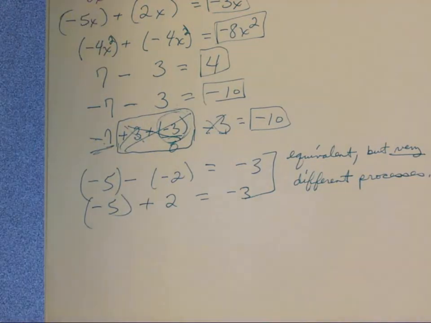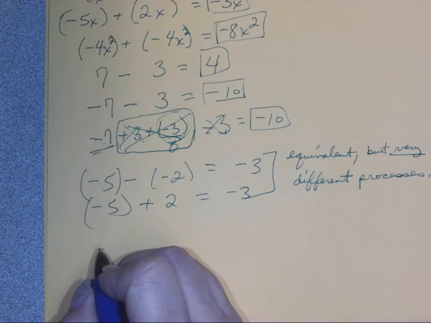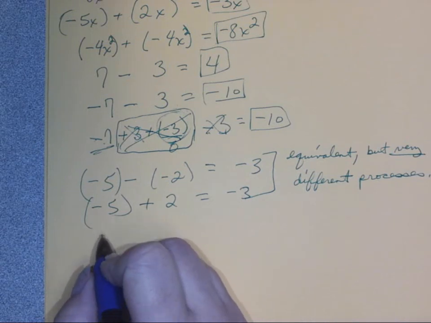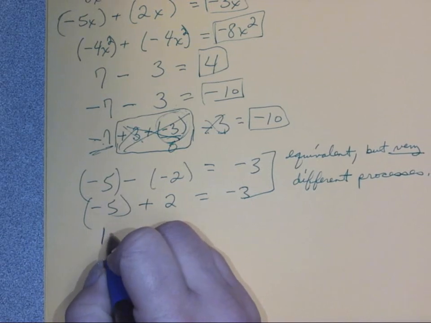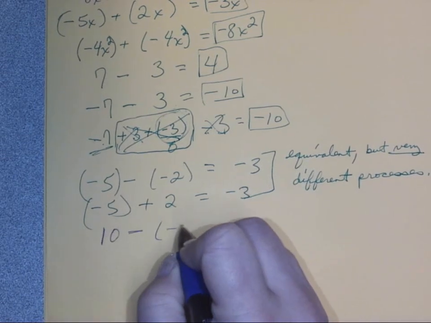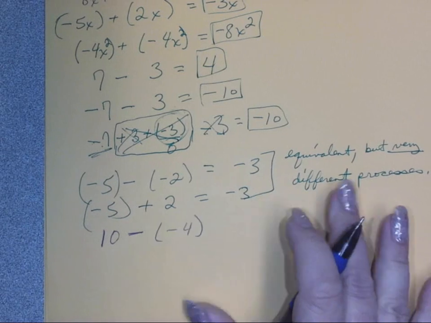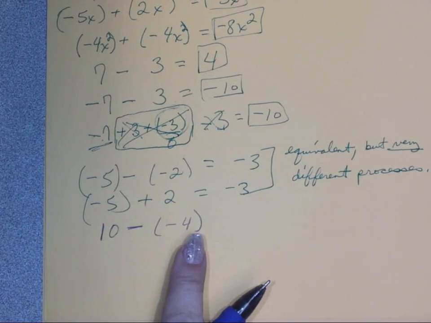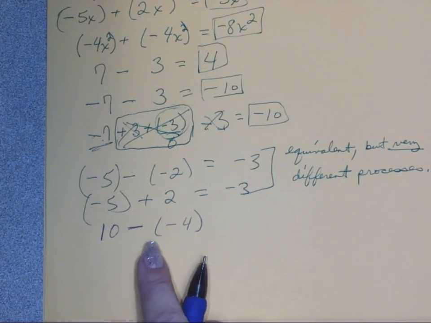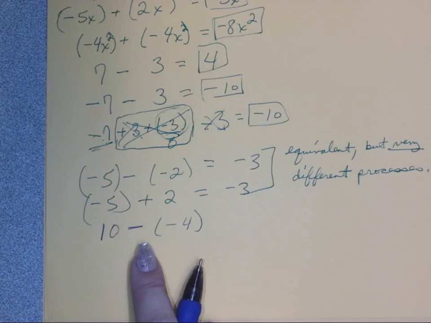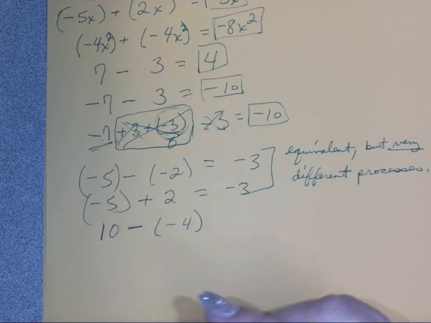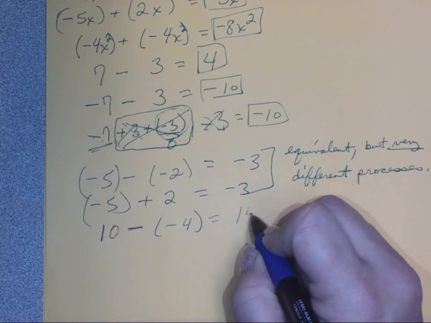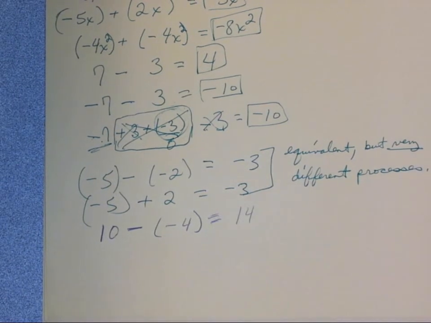Let's do one more kind of hard one. How about 10 minus negative 4. Okay, so again, thinking to ourselves as adults, we know this is going to be equivalent to 10 plus 4, which should be a 14, right? Positive. So we know where we're headed.